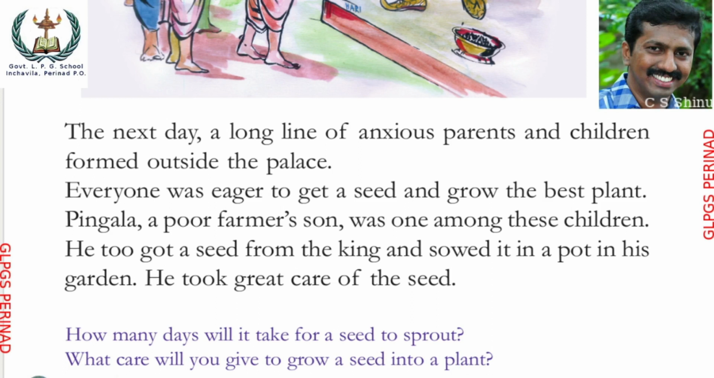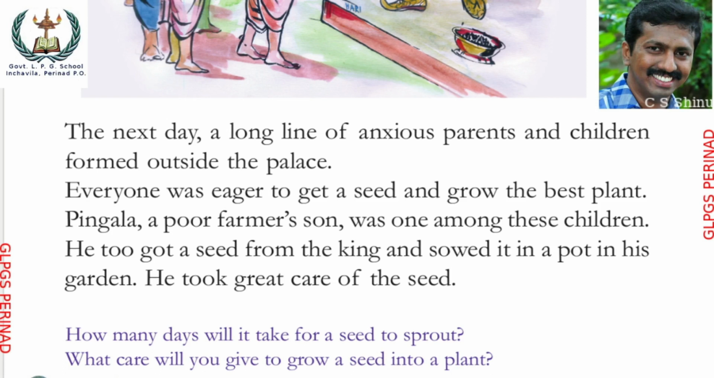Pingala here is the next important character. He is a son of a poor farmer. What is poor? Having no money. He is not rich. A poor farmer. What is farmer? A man who works in fields or farms. He is a poor farmer's son. Was one among these children. He is also there with those children. He too got a seed from the king. Pingala also got a seed from the king and sowed it in a pot in his garden. And he put the seed into sand or soil in a pot in his garden. He took great care of the seed.